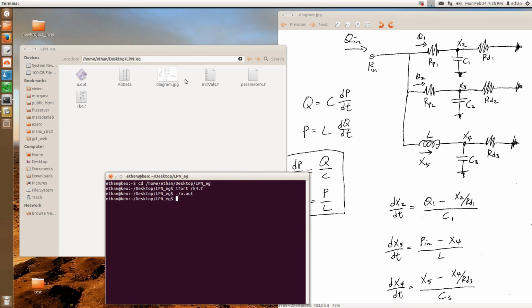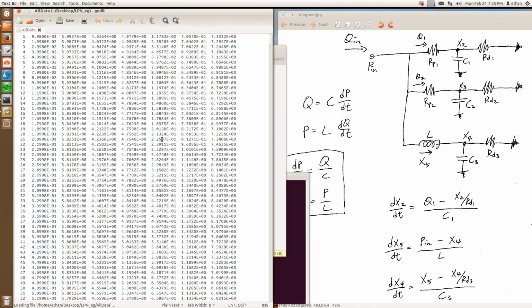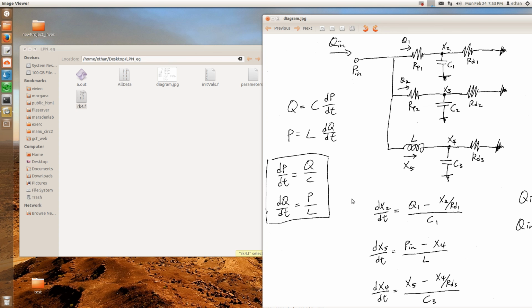The program will create a file with all the results in it. It's called all data. The structure of this file is very simple. It's got a bunch of columns. Each column represents the result of one of your x variables, and the rows are just your time steps. Right now it's set to save results every 0.01 seconds, and so that's your results over time. You could just load this in MATLAB or whatever other program you want to analyze this. That's how you run a system of ODEs for a lumped parameter network.